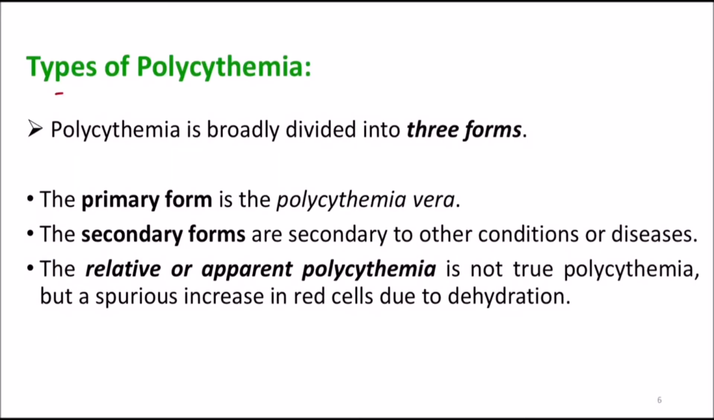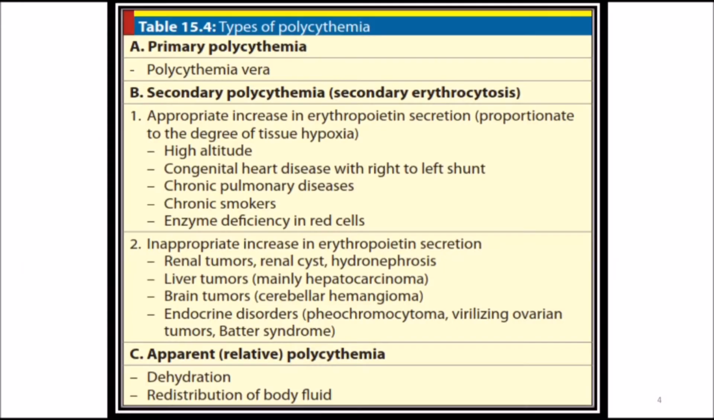Coming to the types of polycythemia. Polycythemia is broadly divided into three forms: the primary form, the secondary form, and the relative or apparent polycythemia. The primary form is polycythemia vera. The secondary forms are secondary to other conditions or diseases. The relative or apparent polycythemia is not true polycythemia, but a spurious increase in red cells due to dehydration.